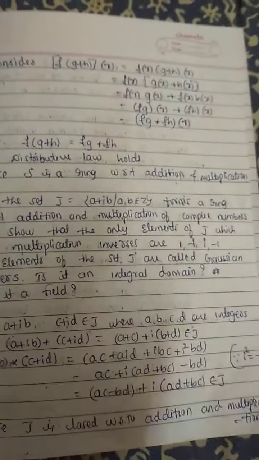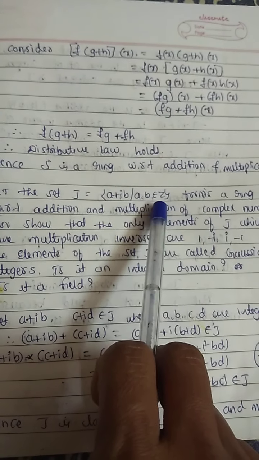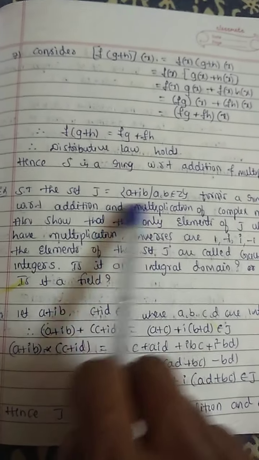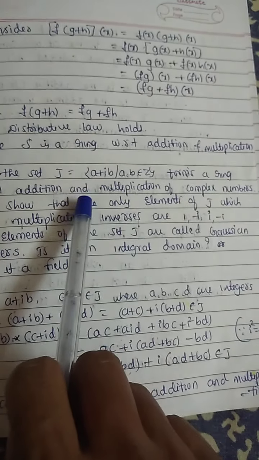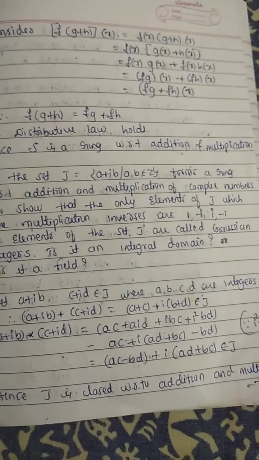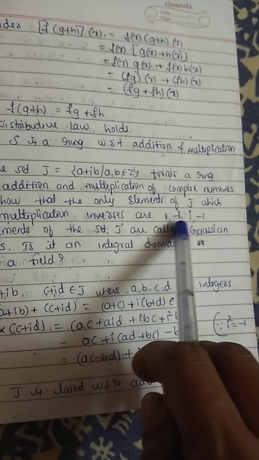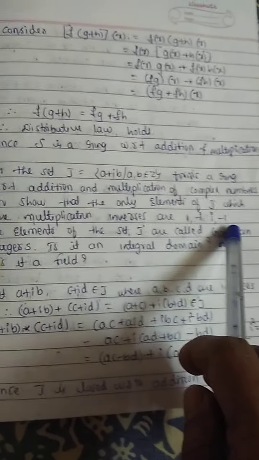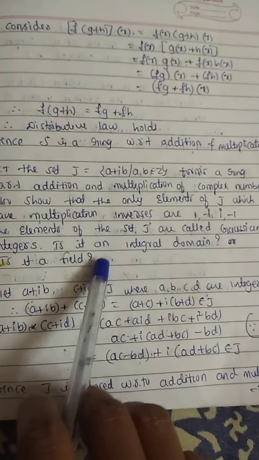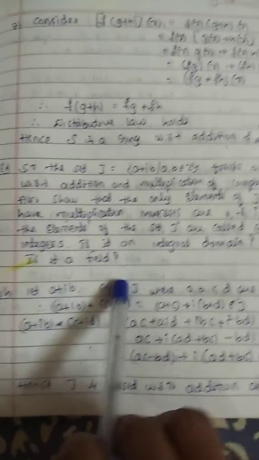Here set J is given of the form a plus ib, a and b belong to Z. This is a complex number. Here we have to show that this is a ring with respect to addition and multiplication of complex numbers, and also we have to show that the multiplicative inverses are 1, minus 1, i and minus i. And the question is, is it an integral domain or a field?